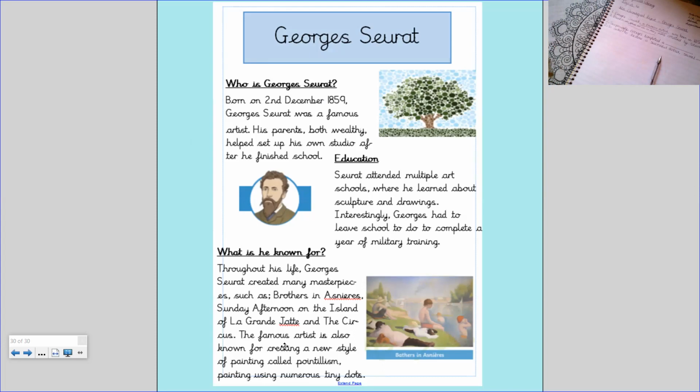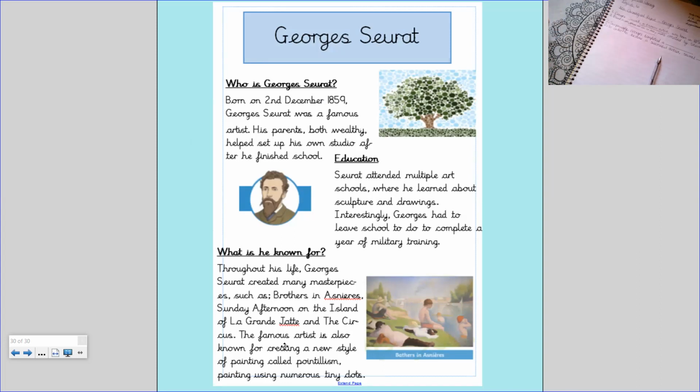So born on the 2nd of December, 1859. I've had an adverbial there for when. Georges Seurat was a famous artist. His parents, both wealthy, and that's an appositive, his parents, both wealthy, helped him set up his own studio after he finished school. So that's a little bit about George and about his having wealthy parents and coming from a very fortunate home. Now, education.